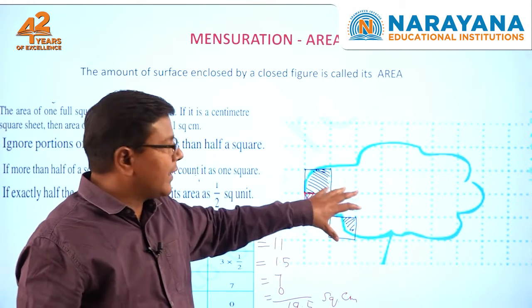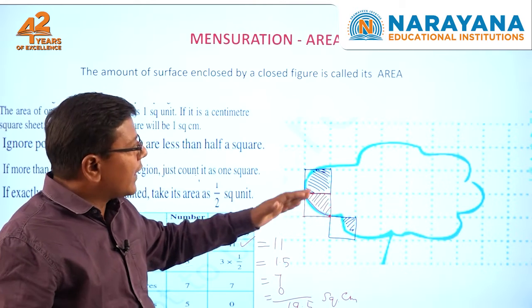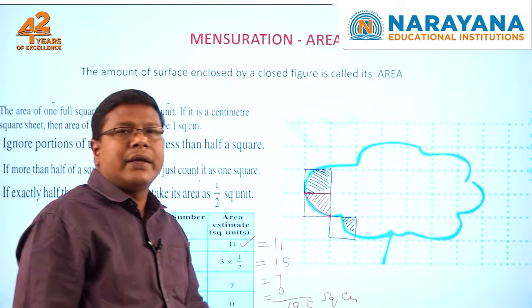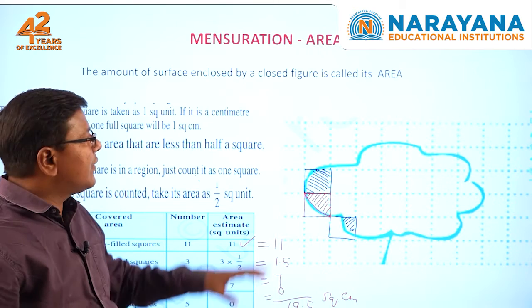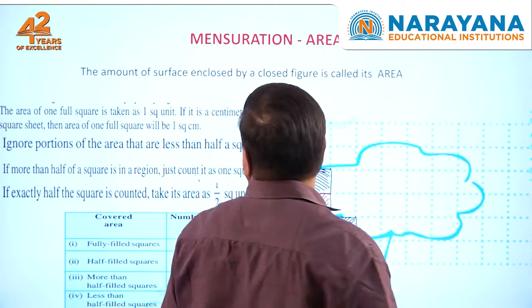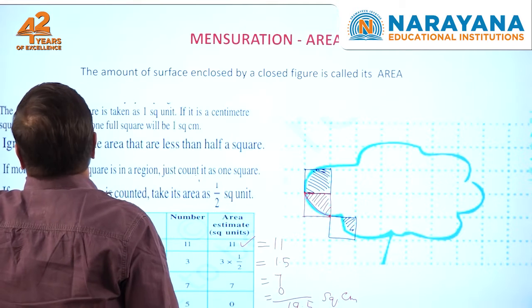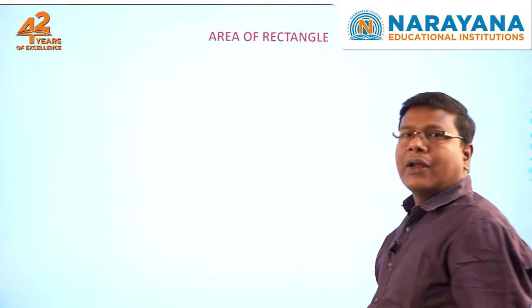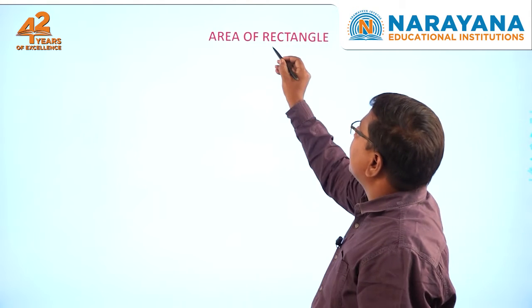Therefore, the area of this irregular shaped figure is 19.5 square centimeters, right. This is the way you need to calculate the area of irregular shapes. Now, come to the regular shapes, which in our topic is the rectangle, finding the area of a rectangle.